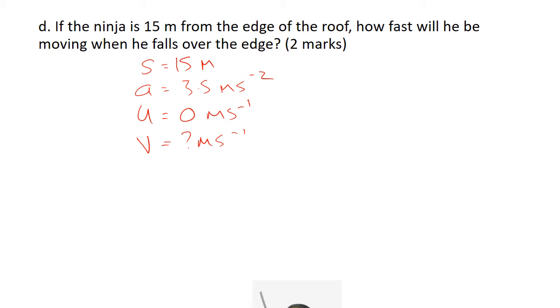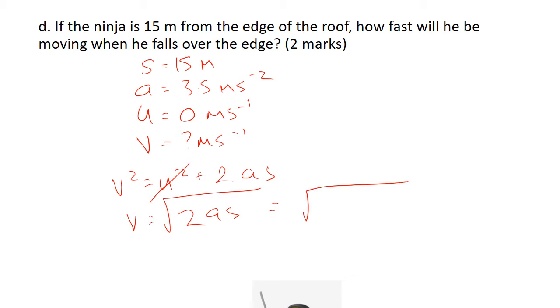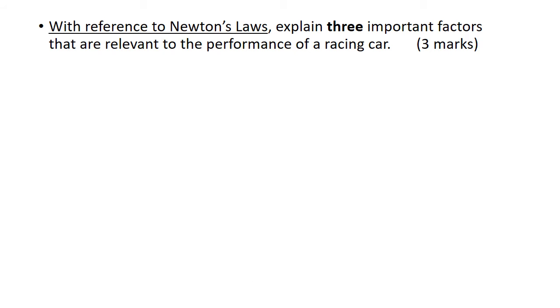So obviously from this one, the equation is v squared equals u squared plus 2as. Now again, this is one of these ones where u disappears. So we get v equals the square root of 2as, which is the square root of 2 times 3.5 times 15, and we end up at 10.2 meters per second being the velocity they have when they set off the roof.